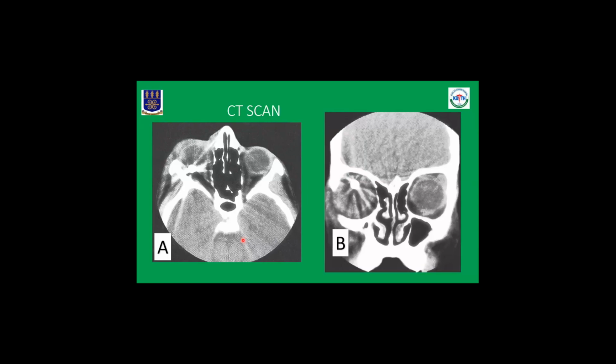So we have an intraocular foreign body. This is the eyeball, with an intraocular foreign body lodged in the posterior part of the eye. In the axial scan and the coronal, it is located superiorly. So it is in the posterior and superior part of the eyeball.